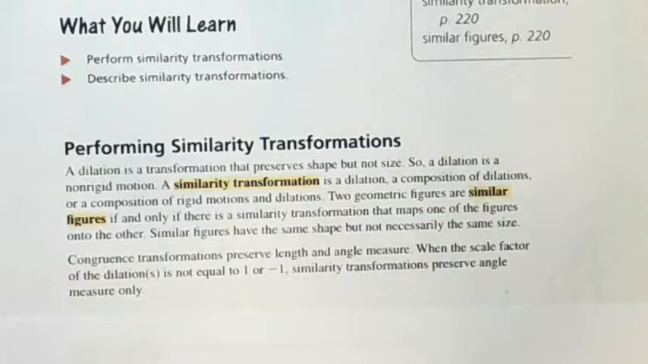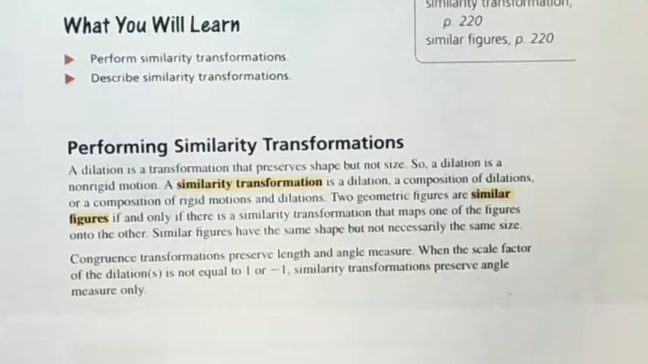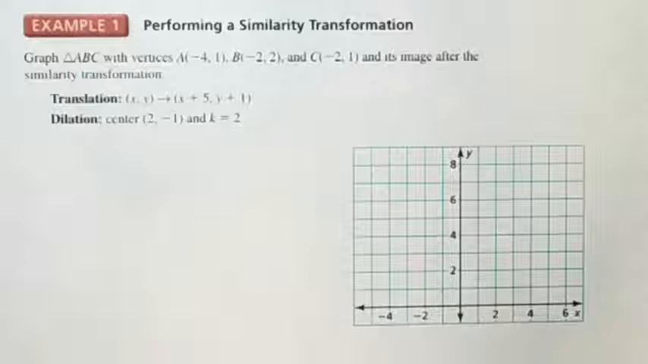When the scale factor of dilation is not equal to 1 or -1, similarity transformations preserve the angle measures only. That's another important thing to write down and to have an understanding of. So let's get down to it. We're going to perform a similarity transformation and see what that actually looks like, and try to get a grasp of what that just meant.